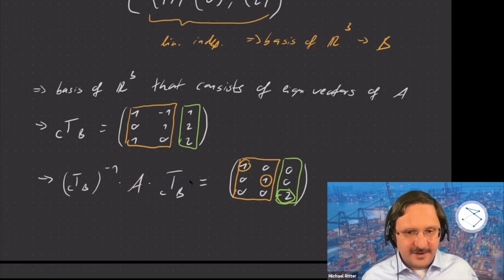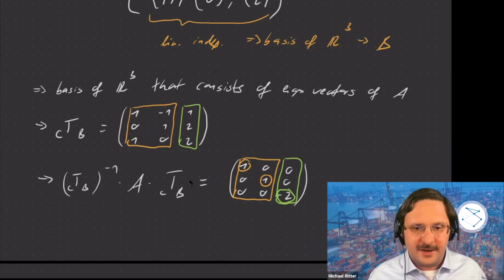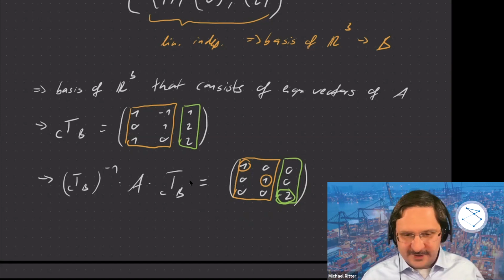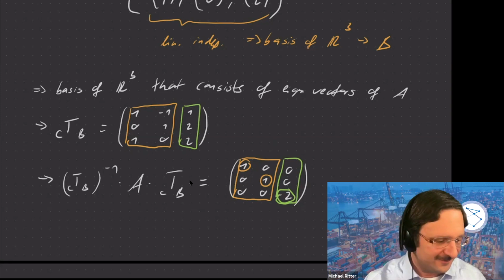So in that case, the matrix A can be diagonalized. So let's see what questions you have on that topic.